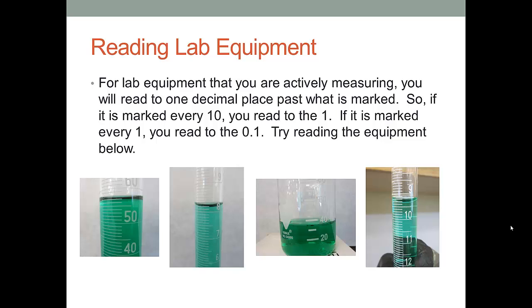The next thing we have is reading lab equipment. For lab equipment you are actively measuring, you will read to 1 decimal place past what is marked on the equipment. So if it's marked every 10, you should read to the ones. If it's marked every 1, you read to the tenths. So there's 4 pictures here for you to try looking at and see if you can figure out what the significant figures are for each thing.